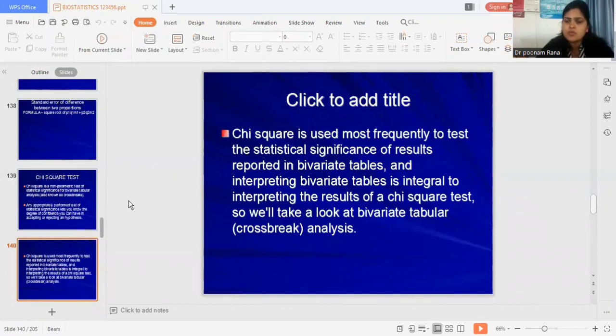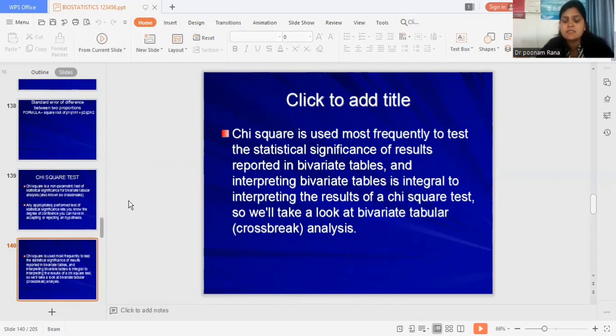Chi-square is used most frequently to test the statistical significance of a result reported in a bivariate table, and interpreting the bivariate table is interpreting the result of the chi-square test.